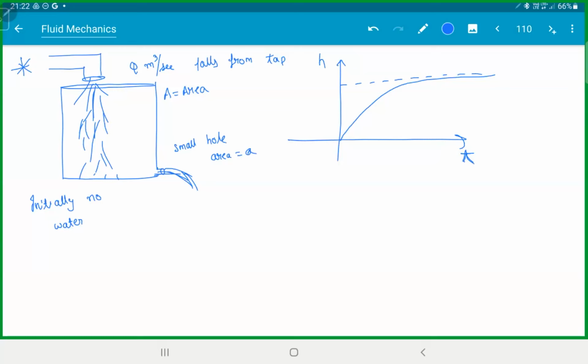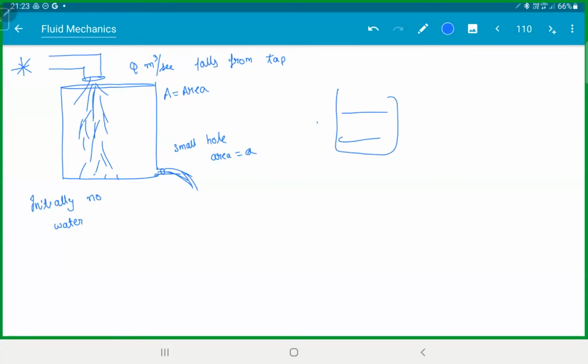Because once the height increases, the speed of outflow will increase. So more and more water is leaving out. So if they ask you the final height, that is an easy question. Let the final height be h. So outflow will be a into root 2 gh. That should be equal to q. So the answer comes in one step. Isn't it? Inflow is equal to outflow. That will be the final height.